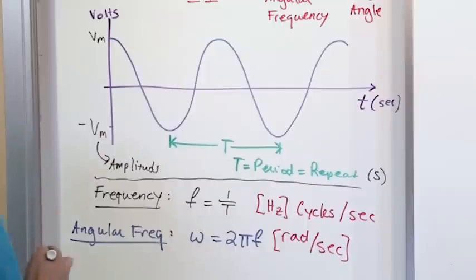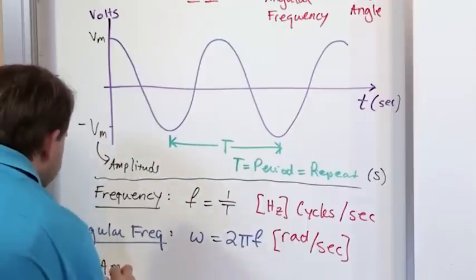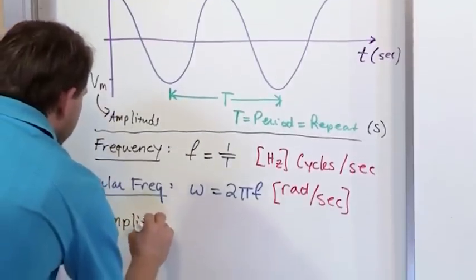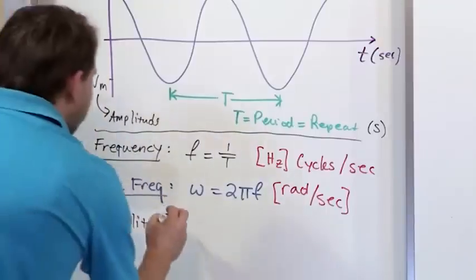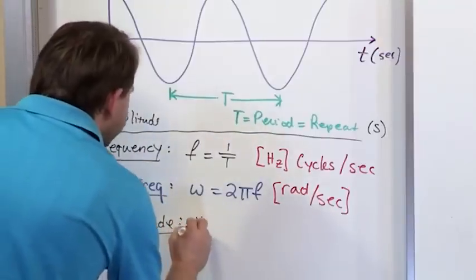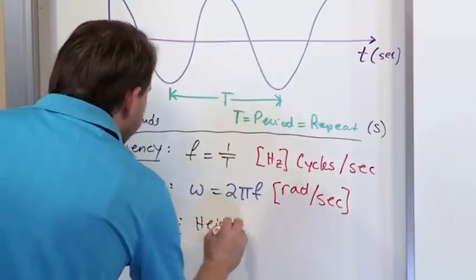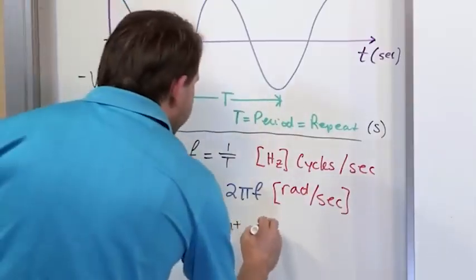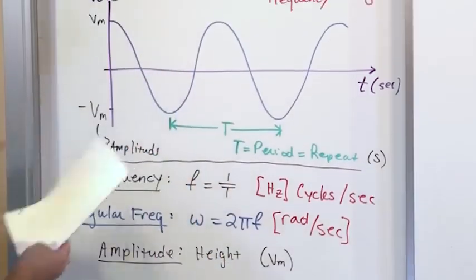All right, now the next thing we want to do, I think we beat angular frequency into the ground, is amplitude. And amplitude, we already talked about, fundamentally means the height, which is V sub m, right? That's the height of this guy.